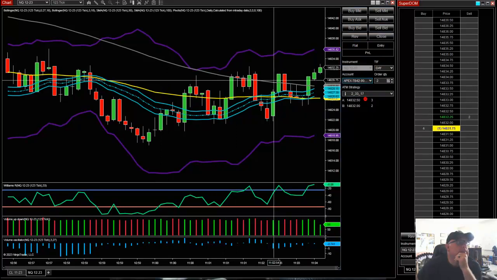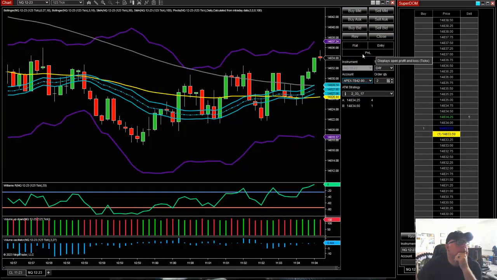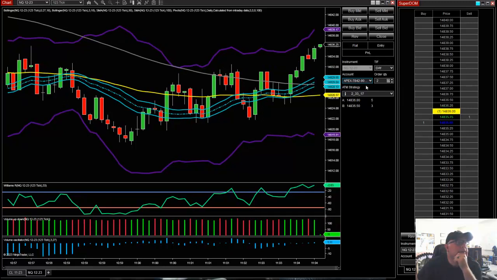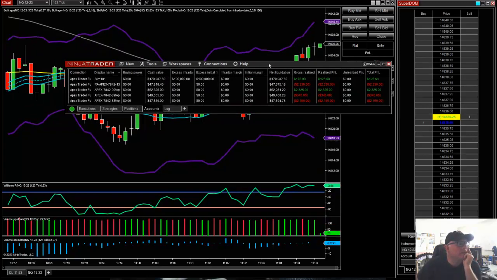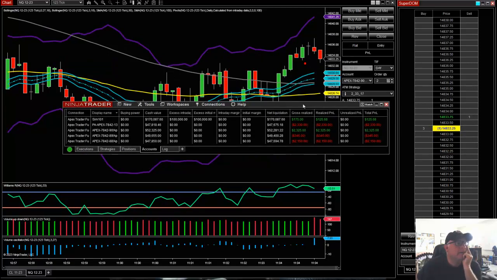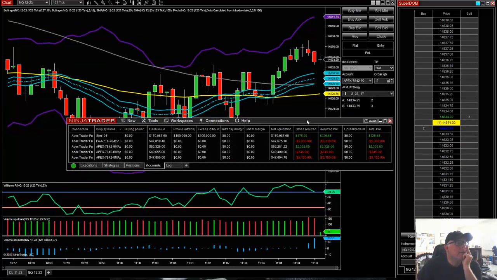It's not showing P&L. Always display P&L and ticks. It's not showing it there though. So I'm up 52,281 right now. I've reduced the contract size. I went from 5 to 3. Now I'm at 2.